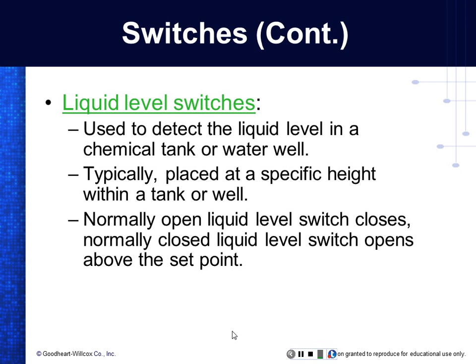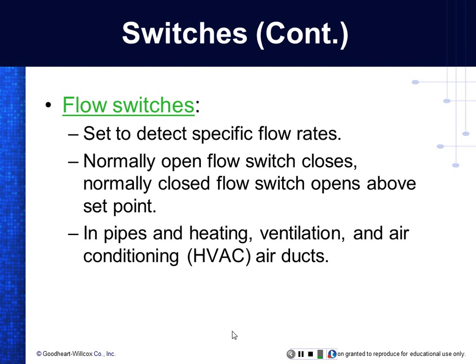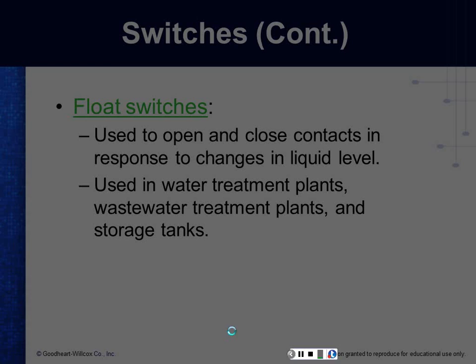Liquid level, we just talked about liquid level, the back of the toilet. A flow switch is going to allow air or something to flow through a pipe, and it could open or close depending on the flow rates. So you actually set the flow rate that you want it to have.